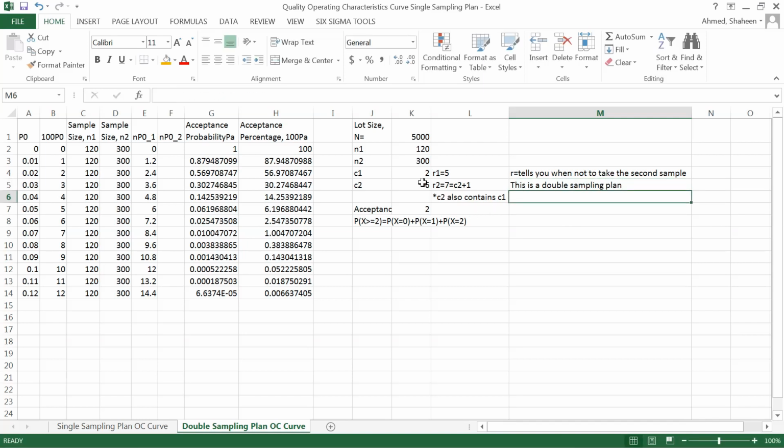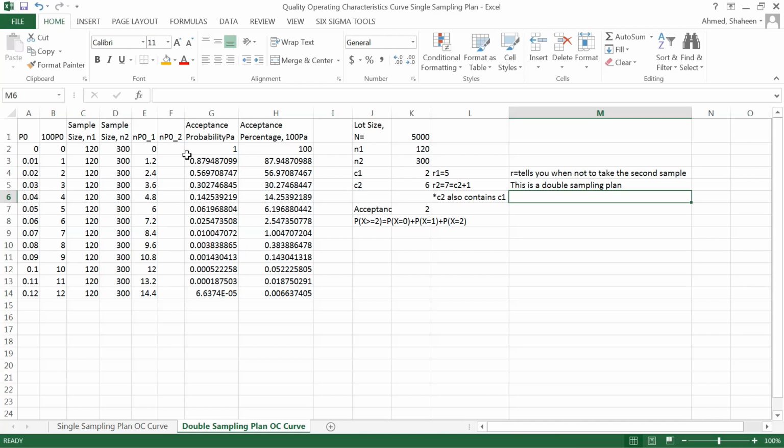because if C2 is your acceptance criteria, combining the first sample defects and the second sample defects, the maximum you allow is 6. But what if you get 7? Then you stop. Now if you set this R2 to, for example, 8 or 9, that indicates that you still take a third sample. So for a double sampling plan, R2 is not really that important.